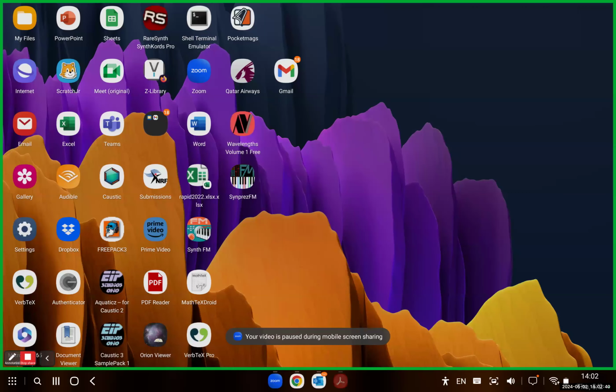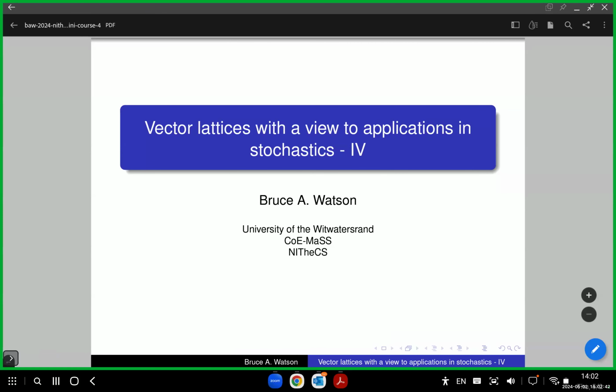Those of you who have joined have taken this tour through L-spaces, vector lattices, all the way through to getting to the starting point of stochastic processes in the Riesz space setting. And in this lecture, the fourth of the lectures, we'll actually get to the point where we are starting to look at objects which have a relationship to stochastic processes and are the first building blocks of those.